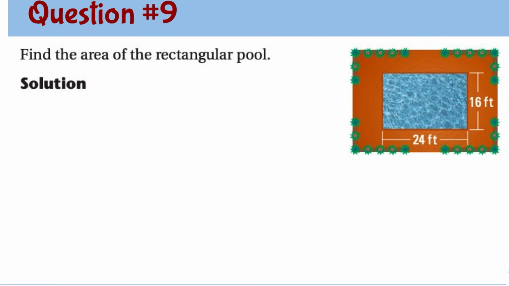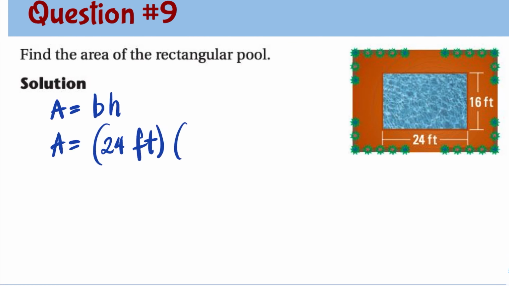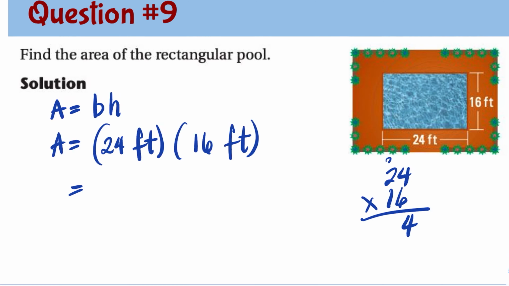Question number 9. Find the area of the rectangular pool. So the pool is a rectangular shape. So to calculate for the area, we're also using base times height. And here the base is 24 feet and the height is 16 feet. So multiplying 24 times 16, 6 times 4 is 24, carry 2, that's 6 times 2, 12, plus 2, 14. Now we multiply the 1, we have 4 and 2, so this is 4, 8, 3. So the area of the rectangular pool is 384 square feet.